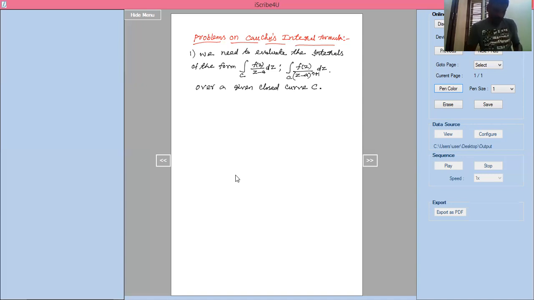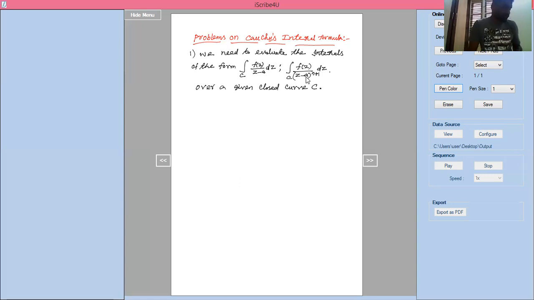Next, we have to see if the denominator is in terms of powers, then we will apply the Cauchy generalized integral formula. If the denominator is linear, z minus a, where a is some constant, then we will apply the Cauchy integral formula. This is the Cauchy integral formula. This is the Cauchy generalized integral formula.